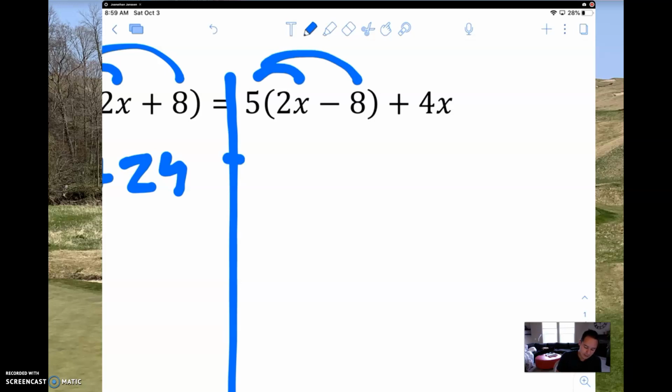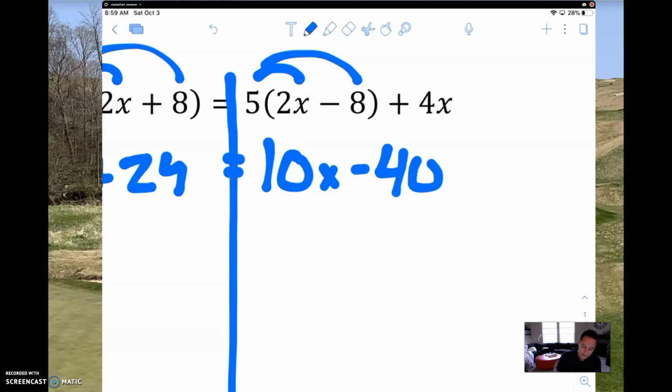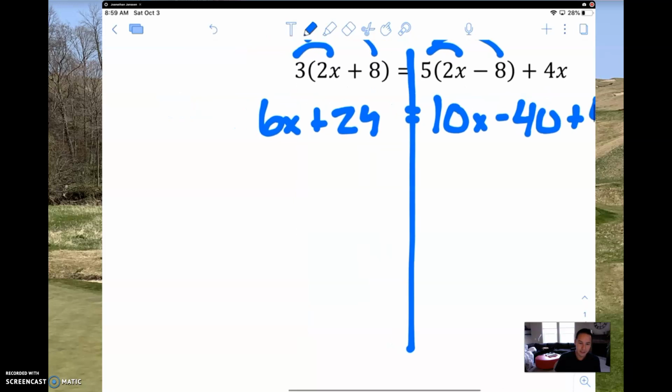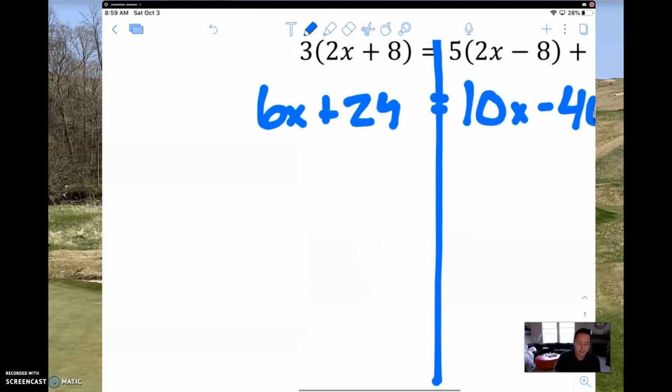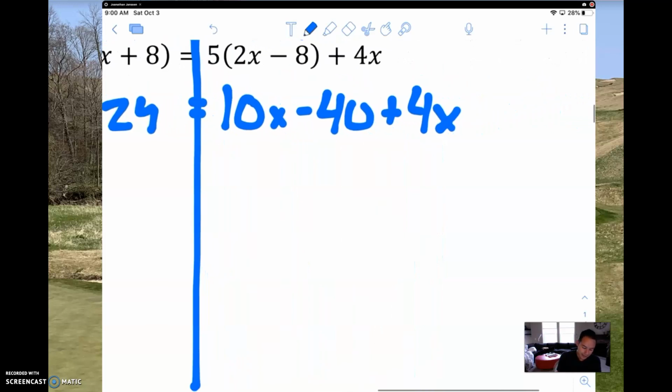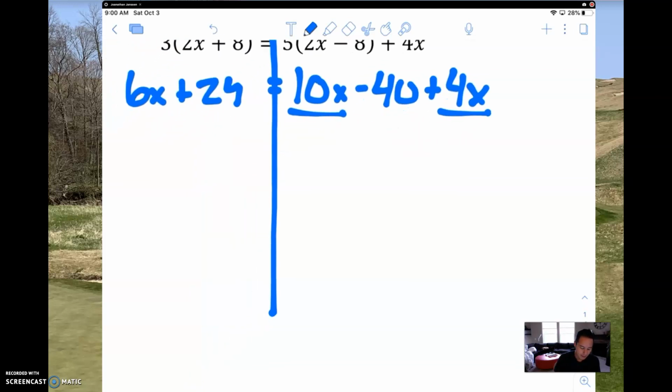So 5 times 2x is 10x. 5 times -8 is a -40. And then we still have plus 4x over there. So step 1, distribute. We did that. Step 2, combine like terms. If you look on the left side over here, there are no like terms. 6x and 24, they're different terms. But if I look over here, I see 10x and I see 4x. Those are like terms. We're going to combine them together.